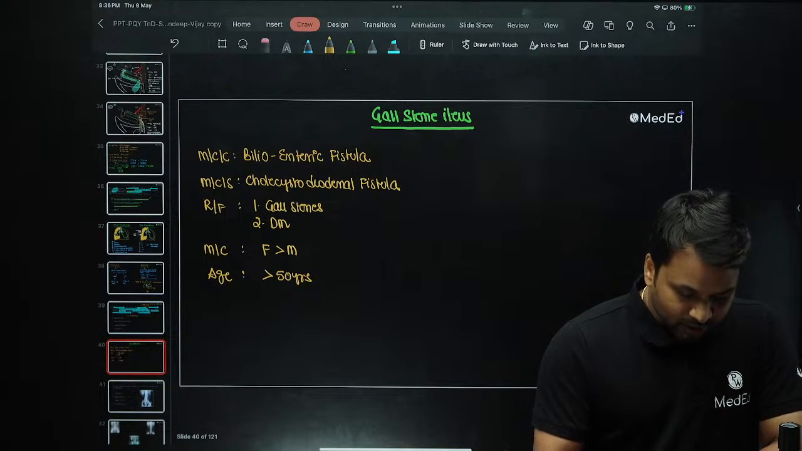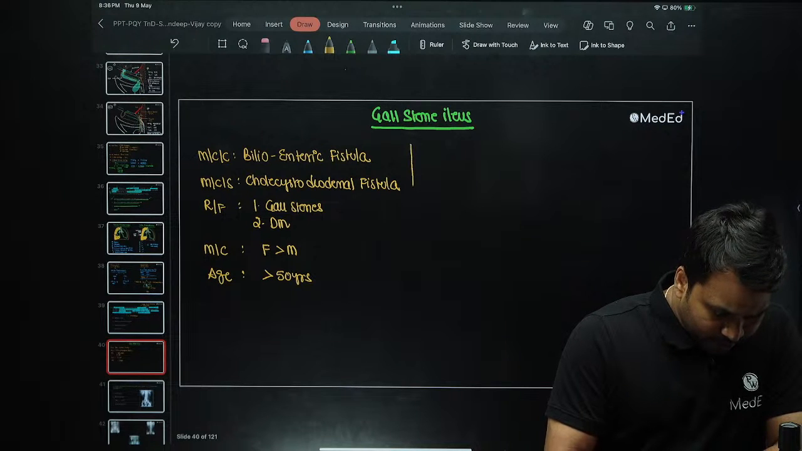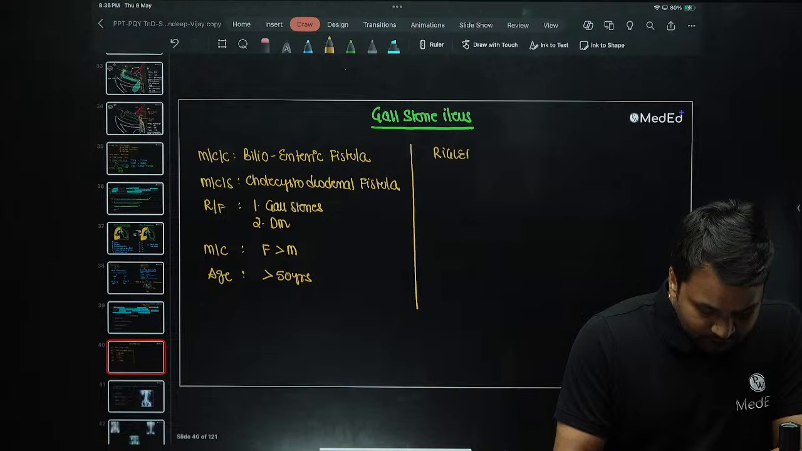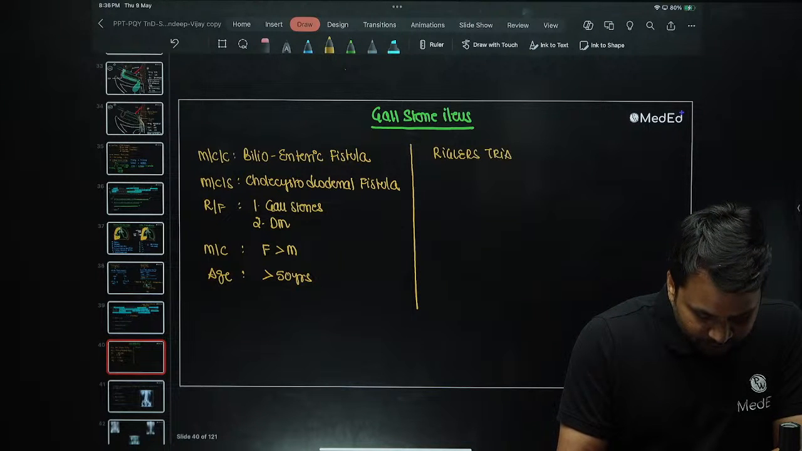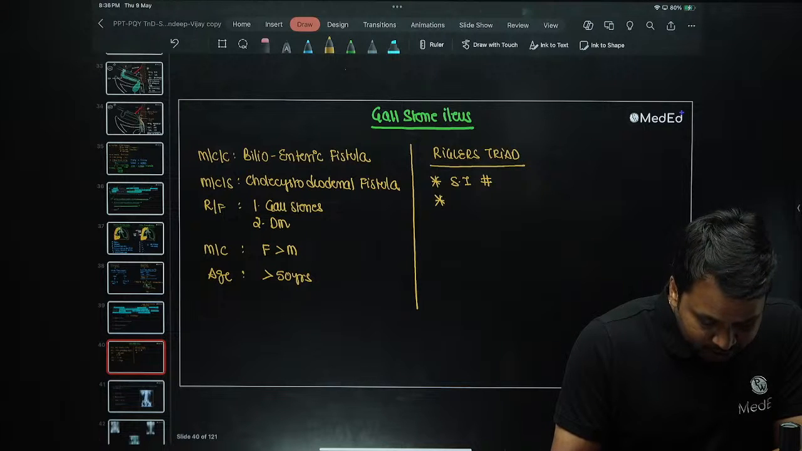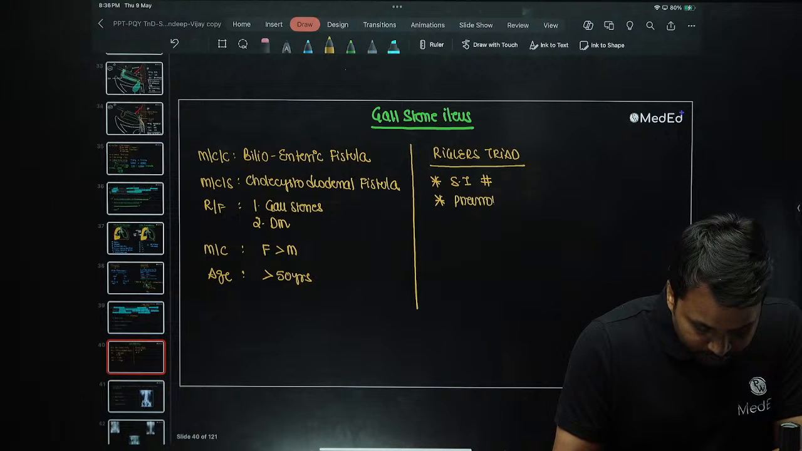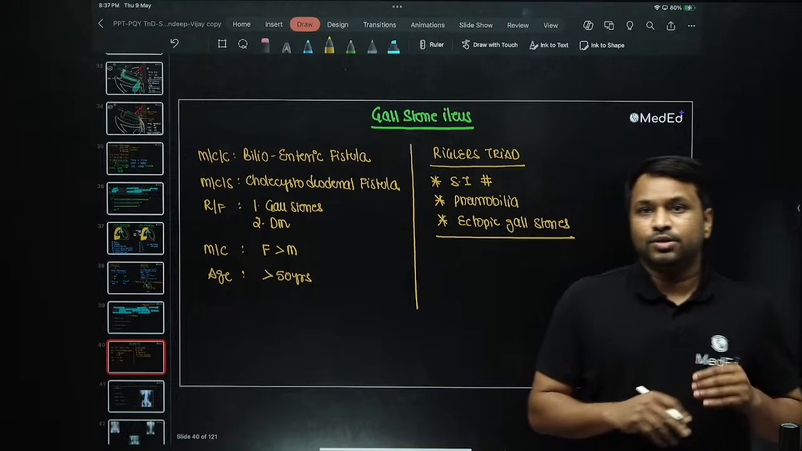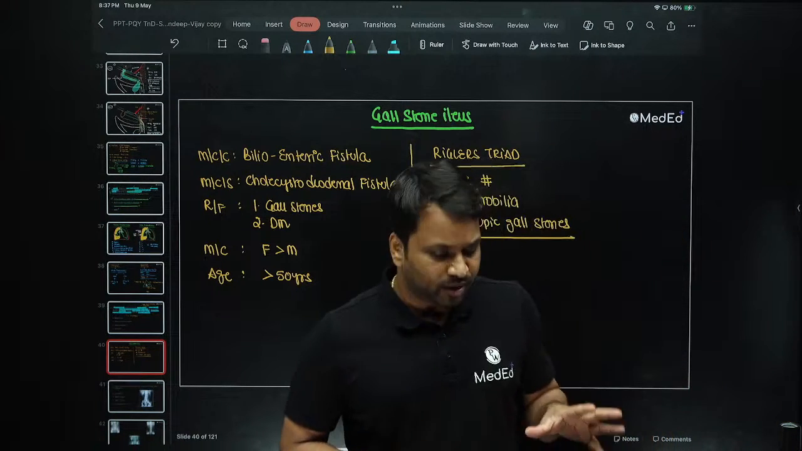Now, when you look at gallstone ileus, I hope you know the basic objective behind it. Gallstone ileus is associated with a triad called Rigler's triad. In Rigler's triad, the patient will present with features suggestive of small intestinal dynamic obstruction. On radiology, there will be pneumobilia, and when you do an exploratory laparotomy, you will see the presence of ectopic gallstones. That is your Rigler's triad. Okay. So when you take this component, this is your gallstone ileus.